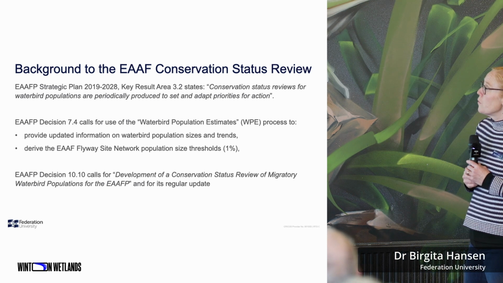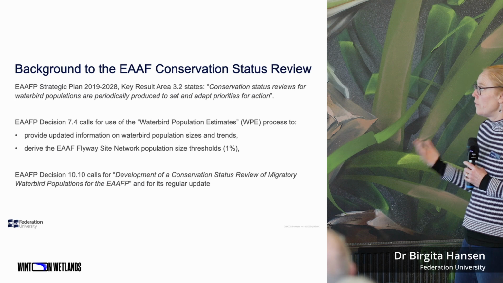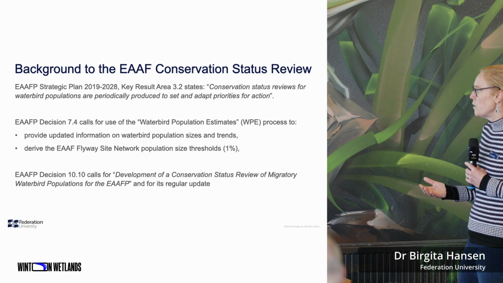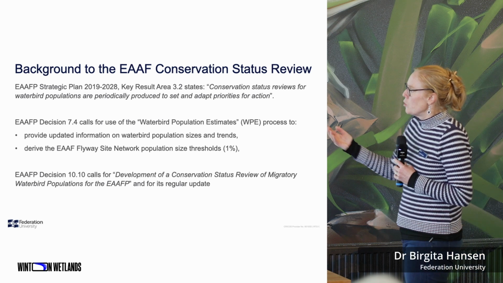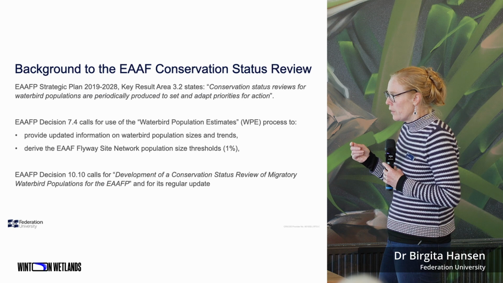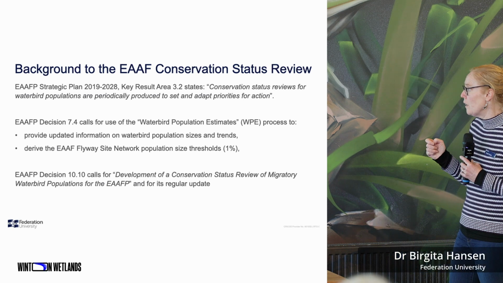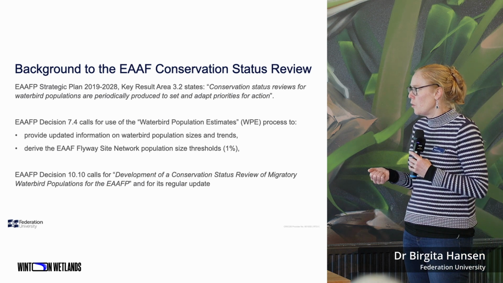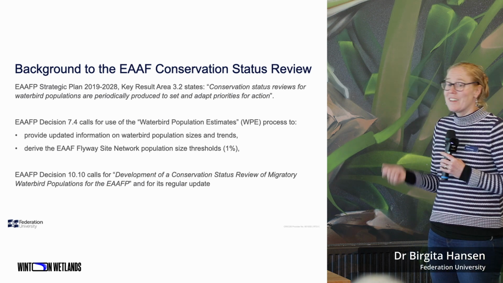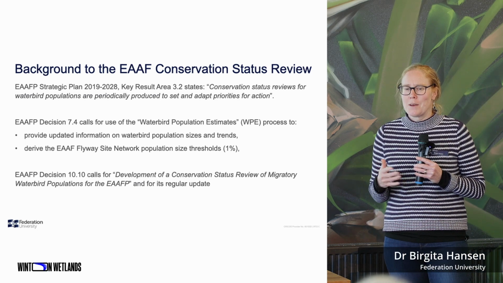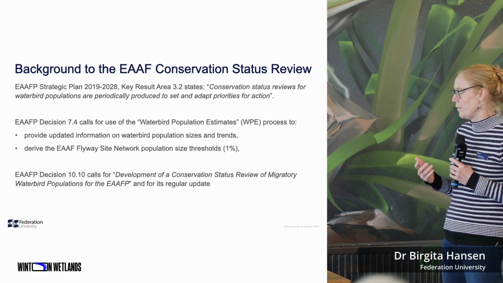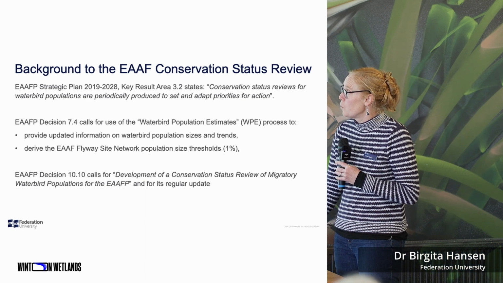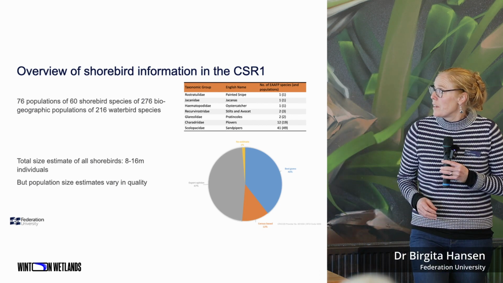And it called for use of the Waterbird Population Estimates process. So they've got a particular way in which they go about generating population sizes and trends, and they use this to derive the population thresholds for the flyway site network designation. And so the EAFP was calling for the development of this conservation status review of migratory waterbird populations and its regular update. I think they've got some really ambitious update timelines, I think it was like every 2 years or something. I think this took 2 years to do, so it might not be quite that frequent. But a really important piece of work that was done by Tasia's team.